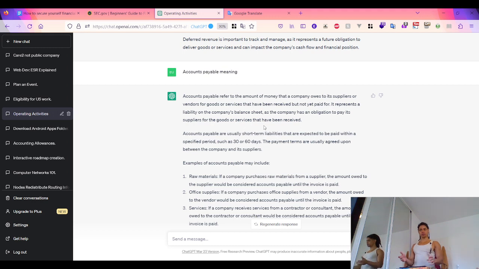In other words, they are goods and services they have received but not yet paid for. So just to recap these three operating liabilities: you have accounts receivable, and accounts payable, which is the amount of money that you owe to suppliers for goods and services that you received.